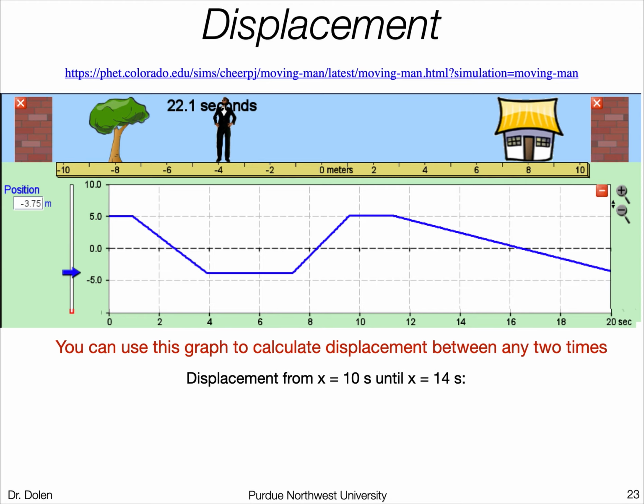If I ask you what was your displacement from 10 seconds until 14 seconds, for example. Oh, I'm sorry, we did that right. At 10 seconds, I'm at 5 meters again. At 14 seconds, I can read it off. That's about 2.5 meters. So my final position is 2.5. My initial position is 5. So 2.5 minus 5 is negative 2.5. So that's an example of negative displacement. And so hopefully these graphs will be helpful to you.